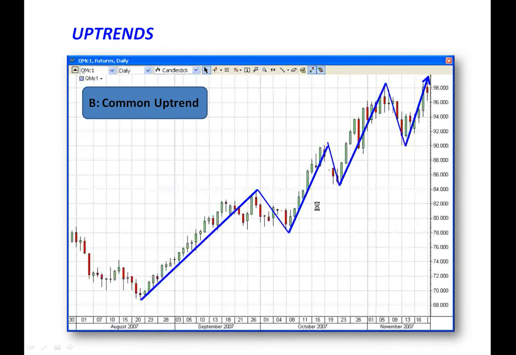Let's take a look at this common uptrend. See, the market moves up, came down, moves up higher again, and sitting back on the previous highest price. Moves up again, comes down, and sitting on the previous high price. And this is a higher high.